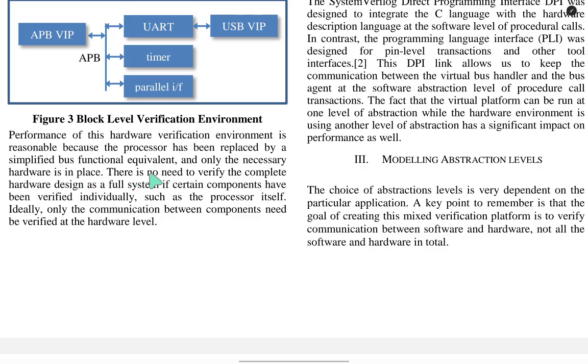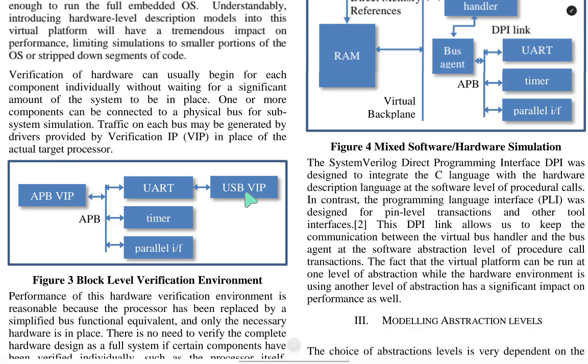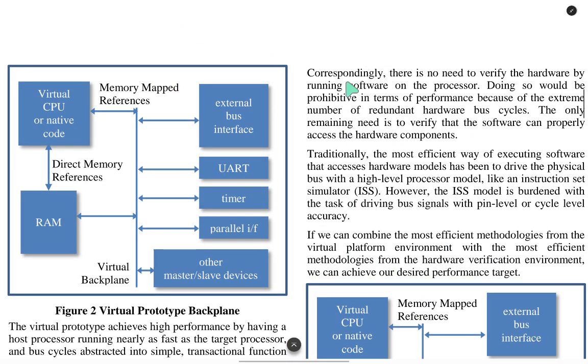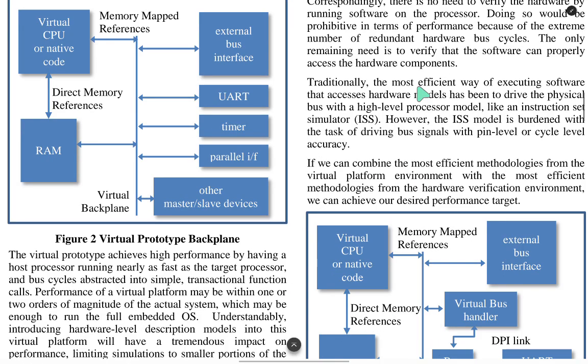There is no need to verify the complete hardware design as a full system if certain components have been verified individually, such as the processor itself. Ideally, only the communication between components needs to be verified at the hardware level. So correspondingly, there is no need to verify the hardware by running software on the processor. Doing so would be prohibitive in terms of performance because of the extreme number of redundant software bus cycles. The only remaining need is to verify that the software can properly access the hardware components.